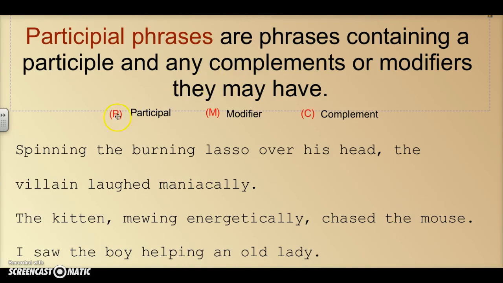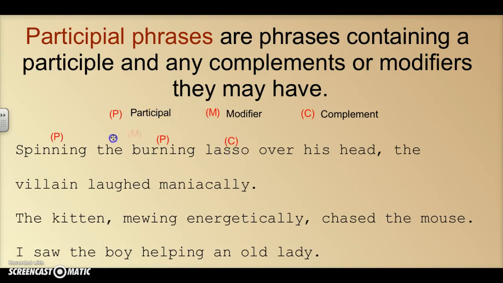Looking at this first sentence, "Spinning the burning lasso over his head, the villain laughed maniacally." There are two participles, spinning and burning. Burning would be an intransitive participle because nothing is getting burnt. It's not like something is having fire set to it. Spinning, however, would have a complement because the lasso is being spun. So spinning, lasso is your complement. Burning just gives further detail to lasso. Which one? The burning one.